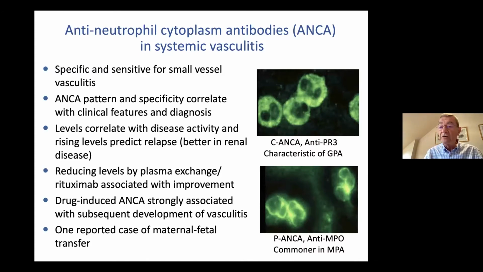Now, the levels of ANCA correlate with disease activity, and rising levels of ANCA generally predict relapse. And this is better in series including renal patients. Reducing the levels by techniques such as plasma exchange or the use of rituximab is associated with clinical improvement. And drug-induced ANCA are strongly associated with subsequent development of vasculitis, again proving the link between ANCA and disease. And finally, there's one reported case of maternal fetal transfer.